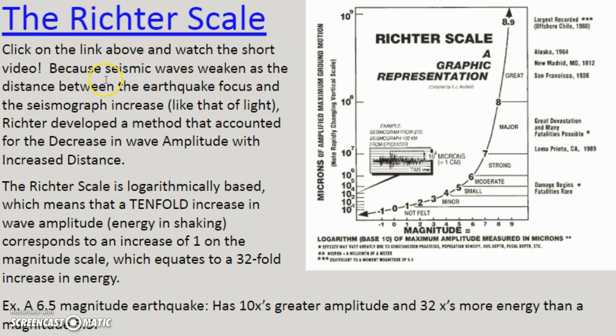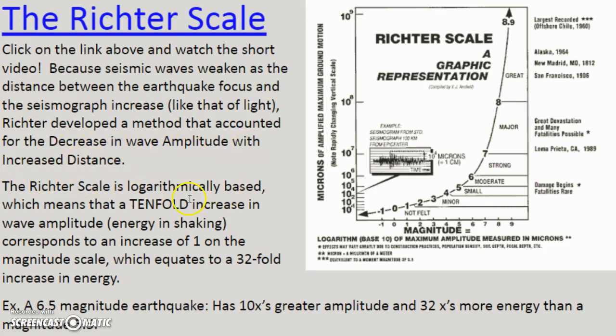Seismic waves weaken as the distance between the earthquake focus and the seismograph increases. Like light or sound, the further you are from it, the dimmer or quieter it appears. Richter developed a method that accounted for the decrease in wave amplitude with increased distance.